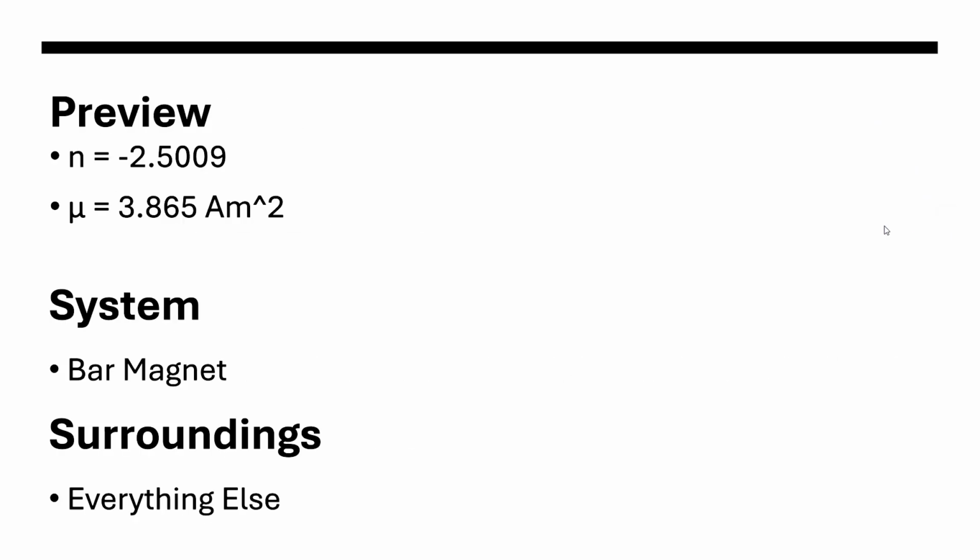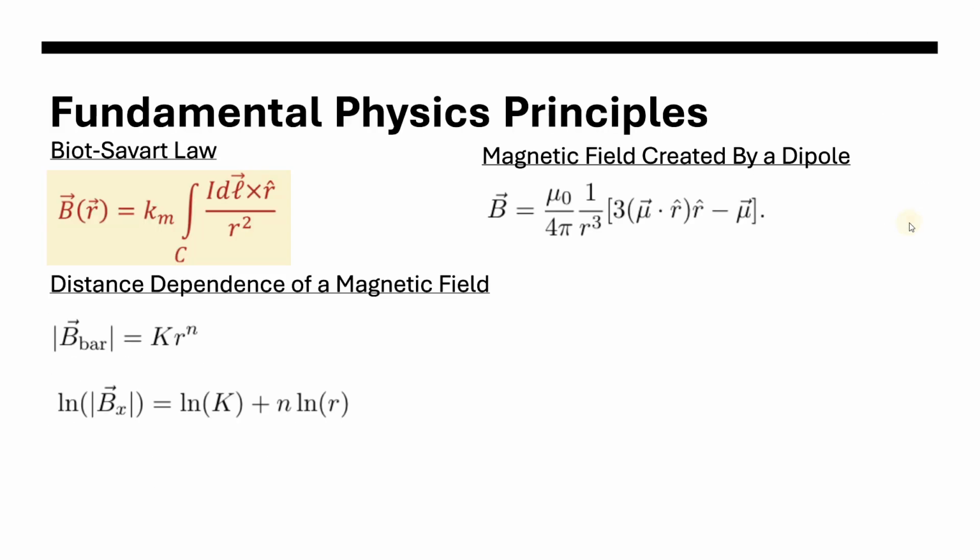A little preview of the results right here. We have our n value, which is the slope of our plot that we'll show in a minute, and then the magnetic constant. And then the system is the bar magnet, and surroundings is everything else.